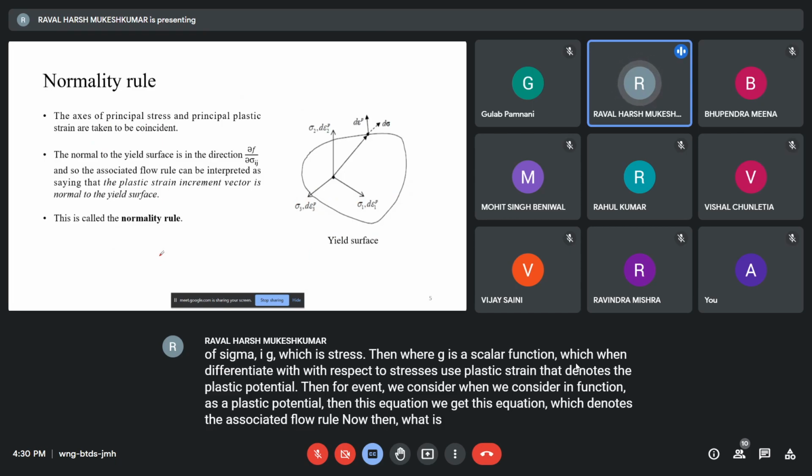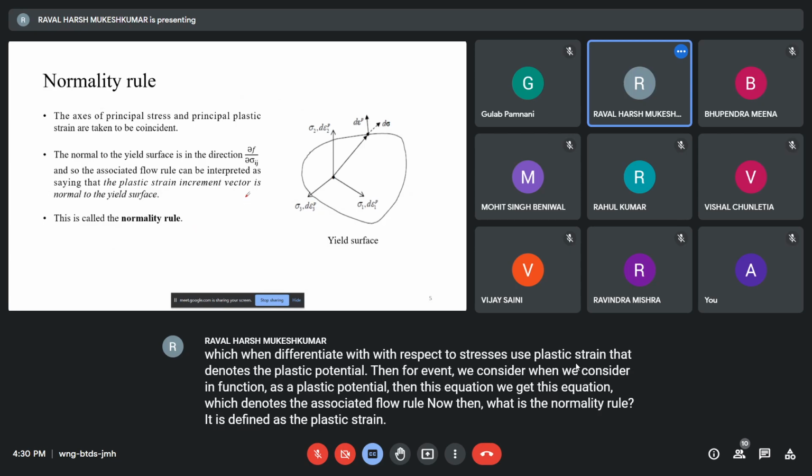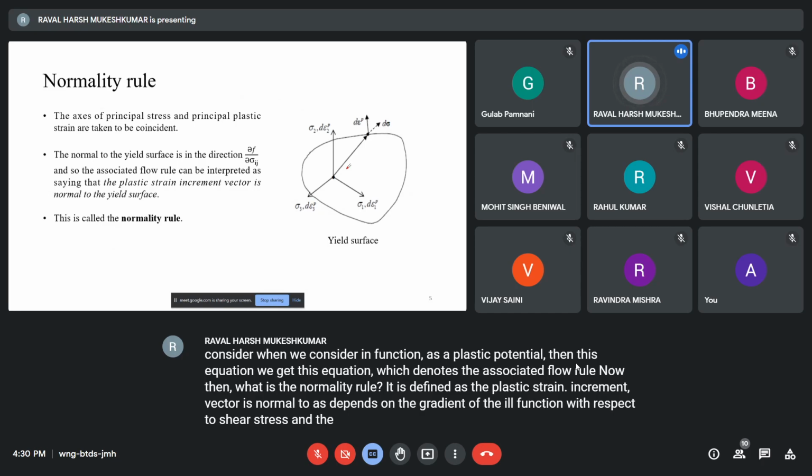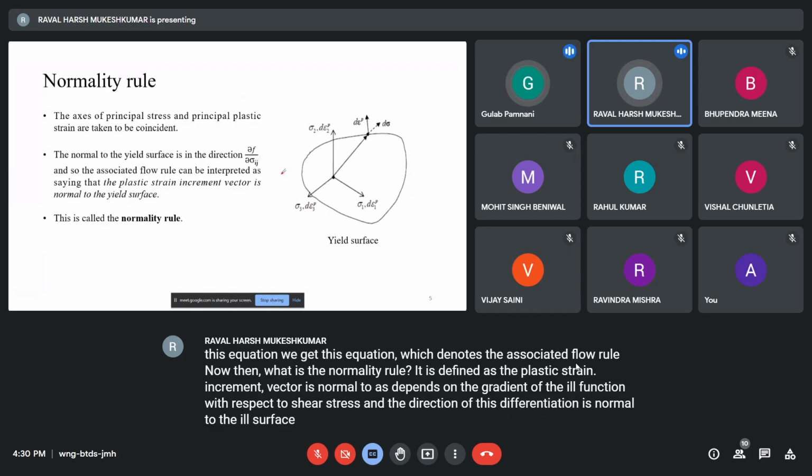Then what is the normality rule? It is defined as the plastic strain increment vector is normal to the yield surface. It depends on the gradient of the yield function with respect to stress, and the direction of this differentiation is normal to the surface.